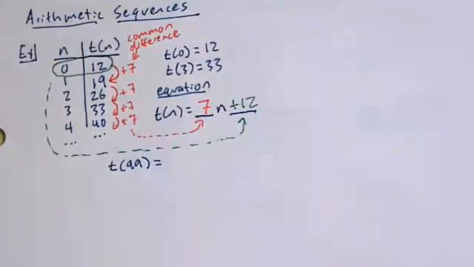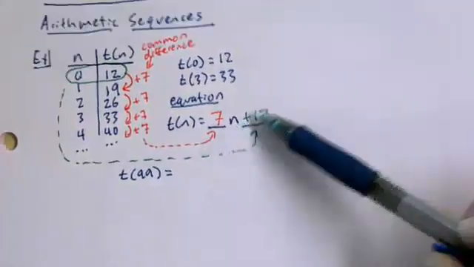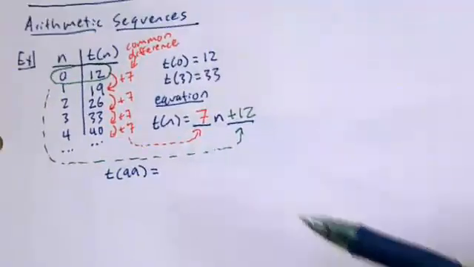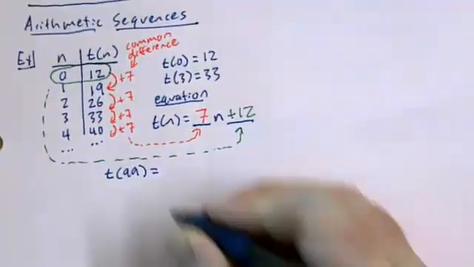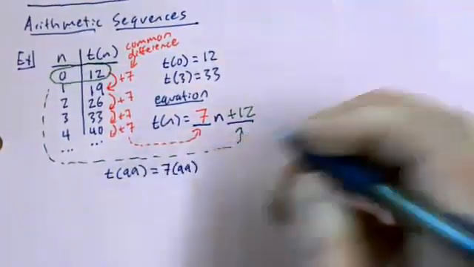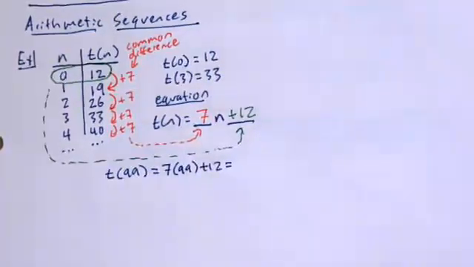This is where you're going to want a calculator. To find the 99th term, you need to take this equation and put 99 into the equation in place of n. So I would do 7 times 99 plus 12. And if you don't want to do that in your head, I understand. You do it in your calculator. I think I can do that in my head.